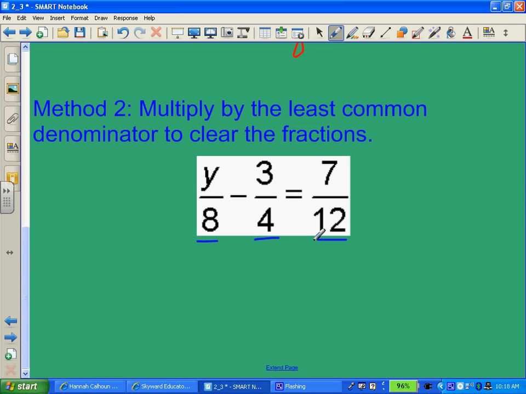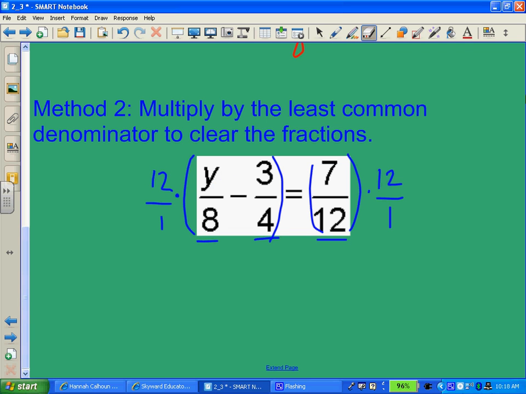So I'm going to look at my denominators here. I got 8, 4, and 12. And I ask, what do 4, 8, and 12 all go into? What's their least common multiple? Hopefully, you're thinking 12. So when I choose 12, what I'm going to do is multiply every term by 12 over 1. Okay, and this might seem kind of weird, but you'll see in a second why we would do this.